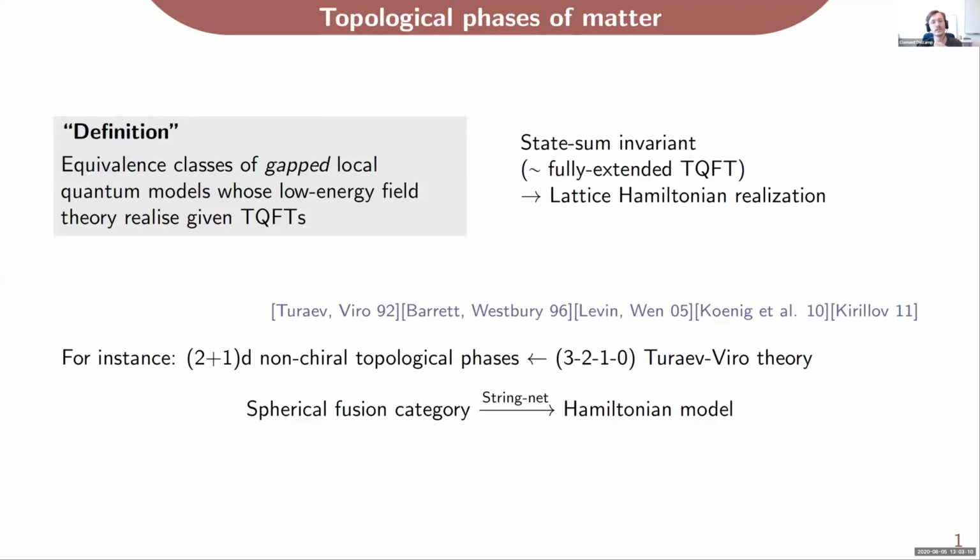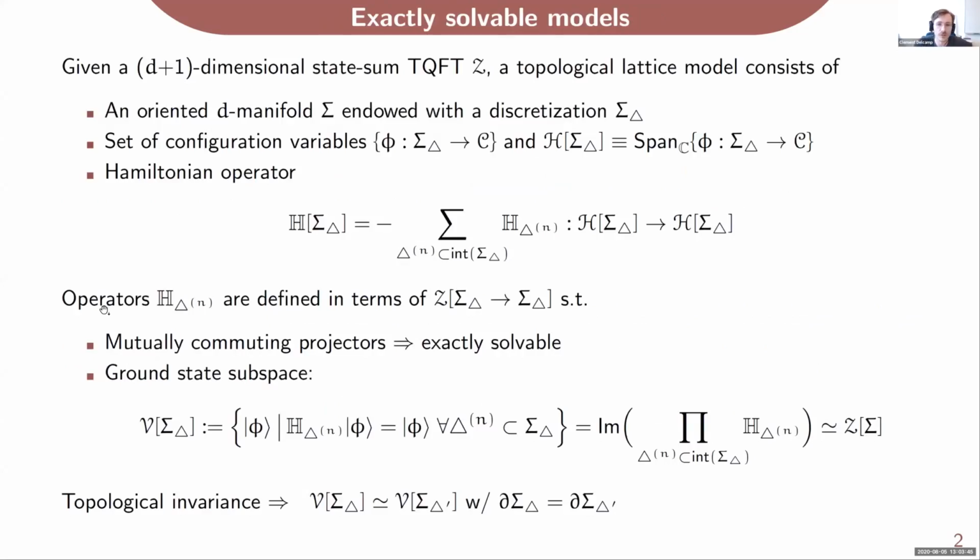For instance, in 2+1 dimensions, models of non-chiral topological phases can be constructed from the so-called Turaev-Viro state-sum TQFT in its fully extended form. The input data is a so-called spherical fusion category, and the lattice Hamiltonian realization in that case is referred to as a string-net model, and it's due to Levin and Wen.